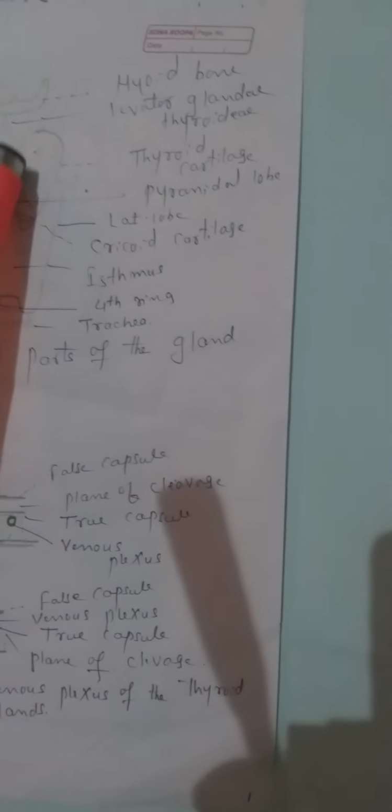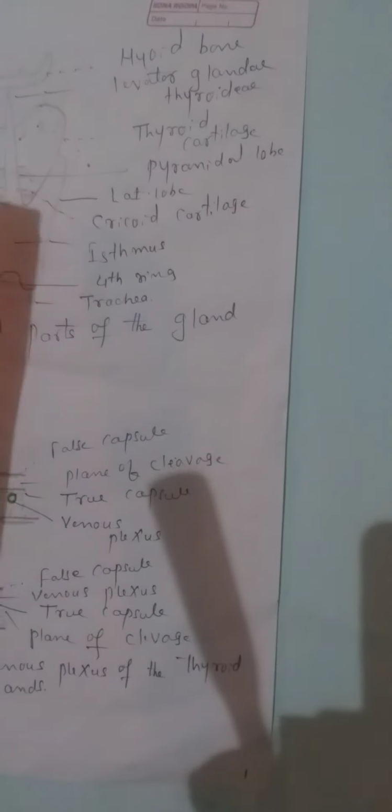The levator glandulae thyroideae is attached to the isthmus and to the hyoid bone. It is a fibromuscular band attached from the hyoid bone to the isthmus. That is called the levator glandulae thyroideae. The thyroid gland is attached to the thyroid cartilage, and that is the pyramidal lobe.